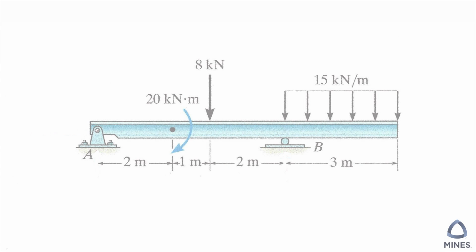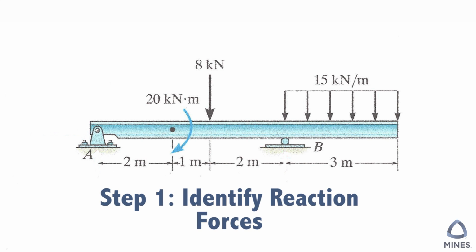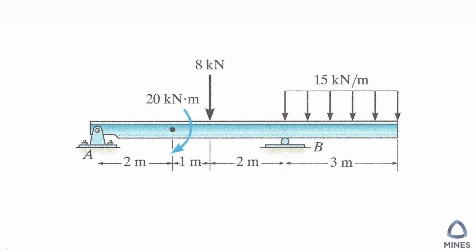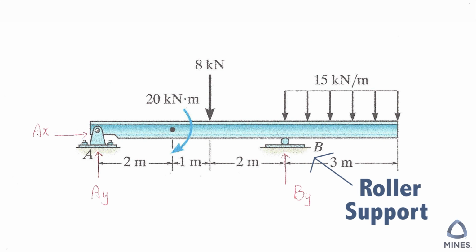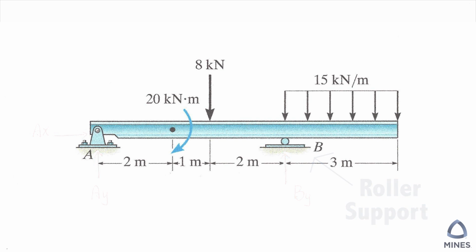So we have to find out the reaction forces at A and B. We can see A is a pin support, which means it will provide AX and AY in both the X and Y directions. And B is a roller, which means we only have BY. So how we are going to solve the reaction forces here is we are going to take the whole beam as our FBD.